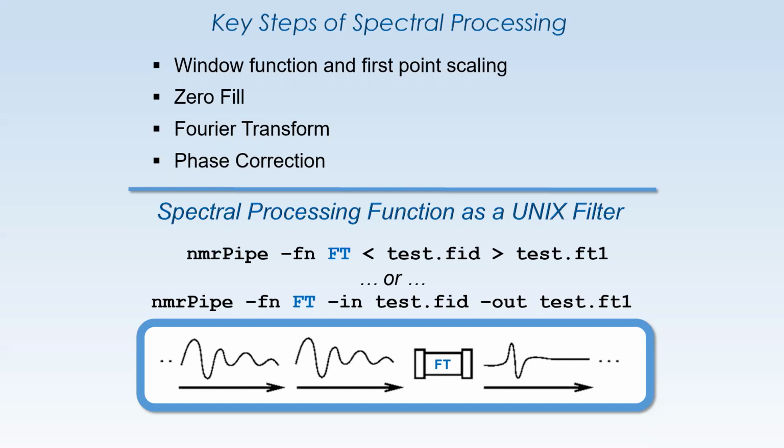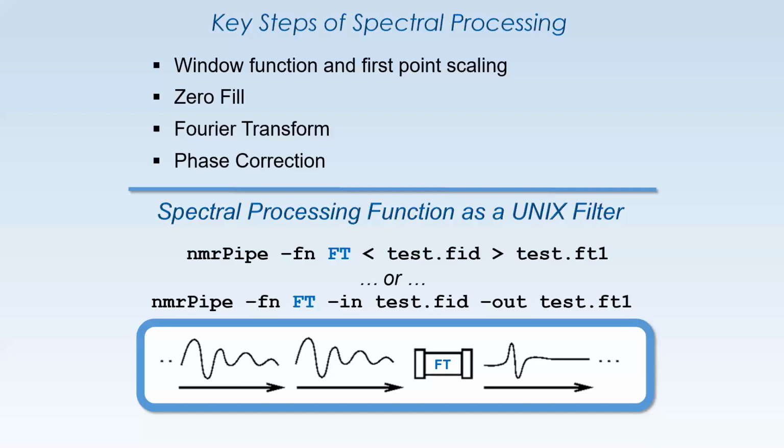So let's get to NMRPipe. Typical steps of spectral processing for a given dimension: we apply a window function and scaling of the first point. We apply a zero fill, a Fourier transform, and a phase correction. And that's pretty much a recipe for 90% of spectral processing.